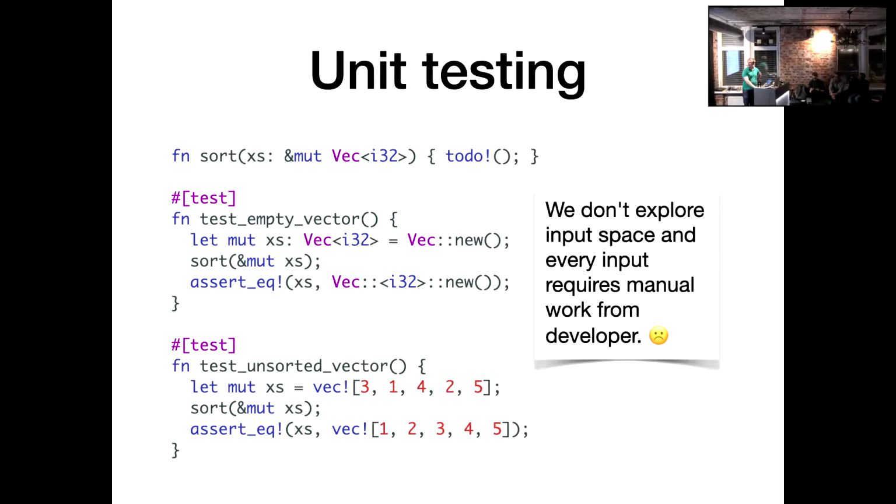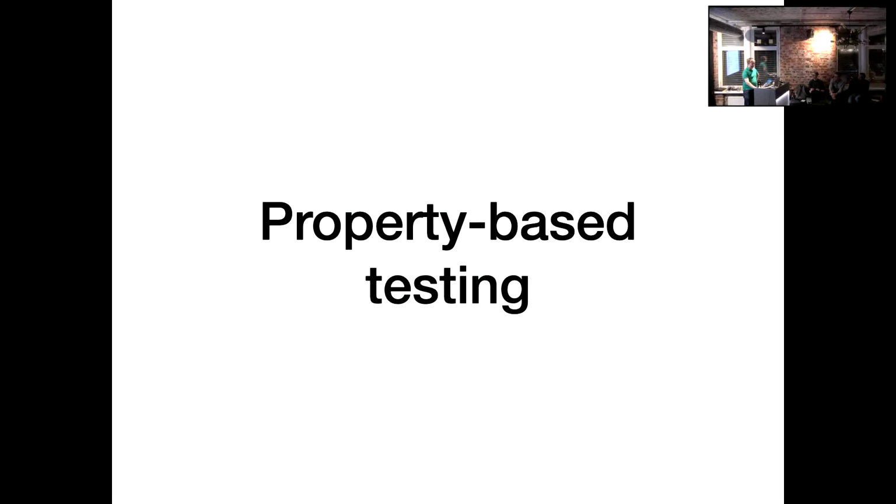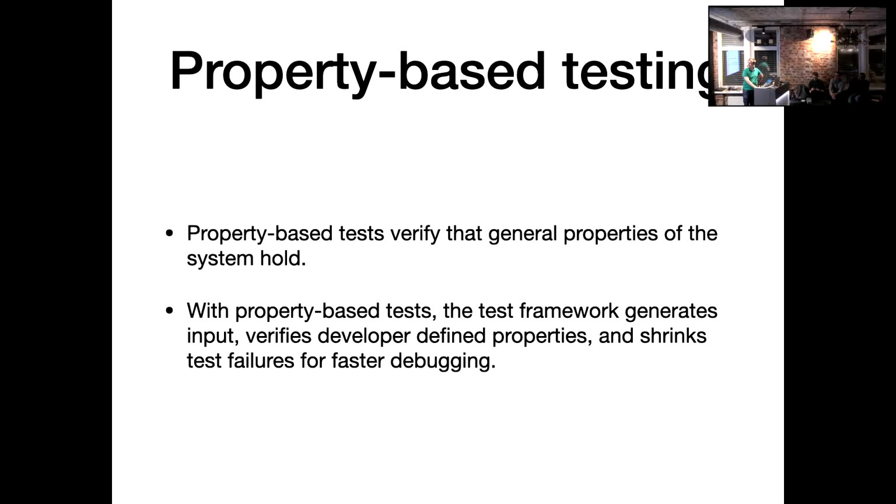So what can we do better? Well, there's something called property-based testing. Instead of testing by example, we specify some properties that the system is supposed to hold. Maybe it sounds a little bit abstract, but basically with these property-based tests, the test framework actually generates the input.